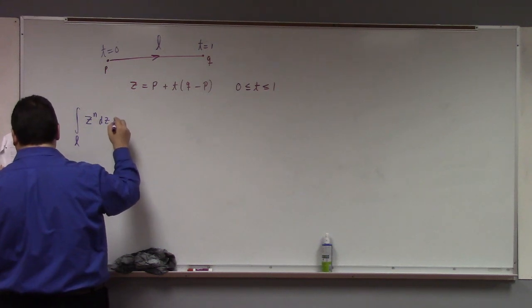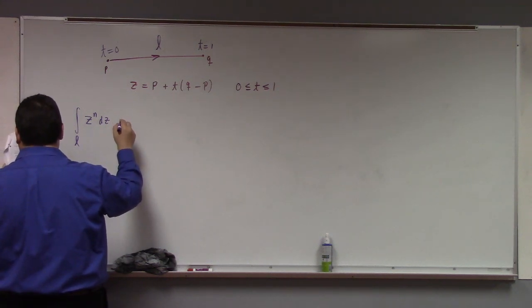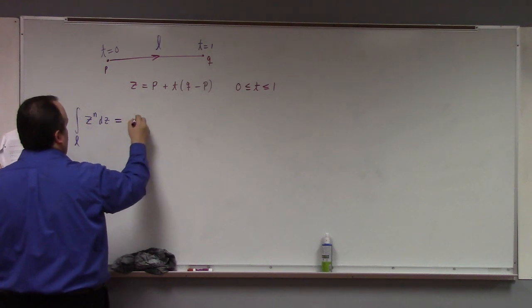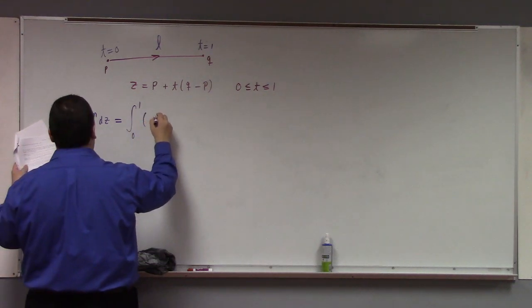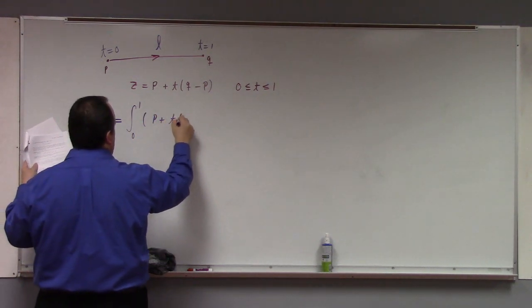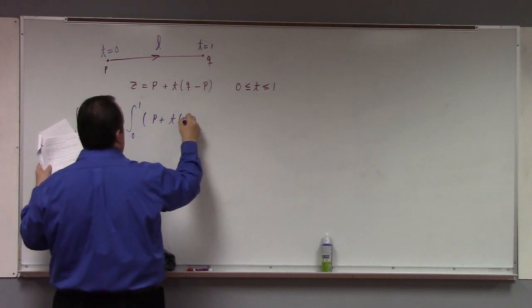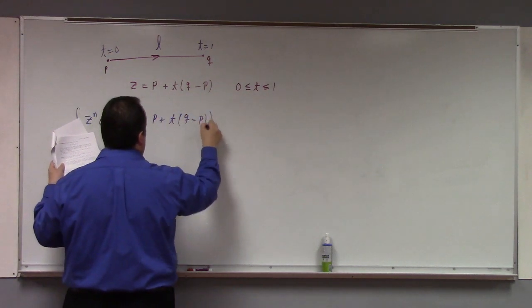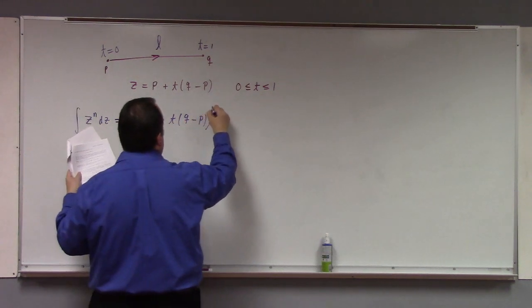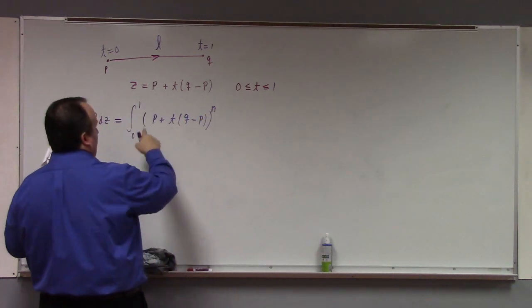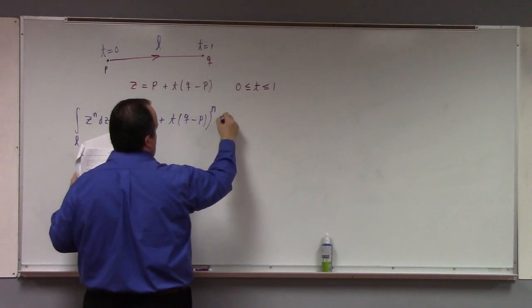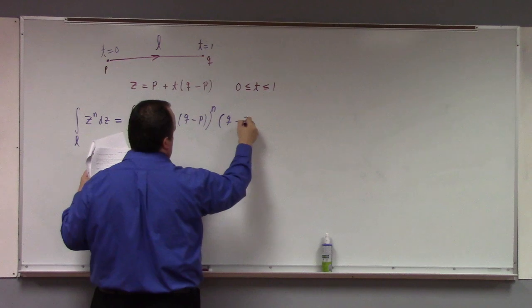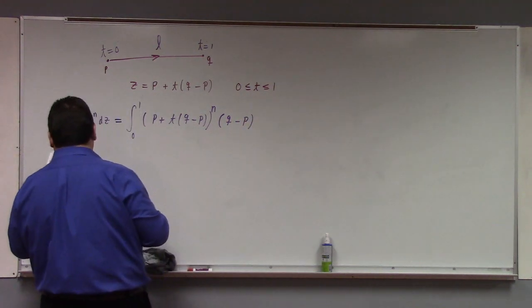So that is, wowzers, the integral from 0 to 1 of (P plus t times Q minus P) to the power n times the derivative of z with respect to time. It's just Q minus P, right? dt.